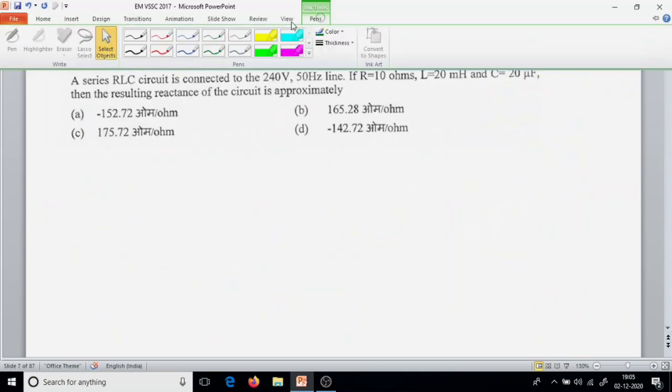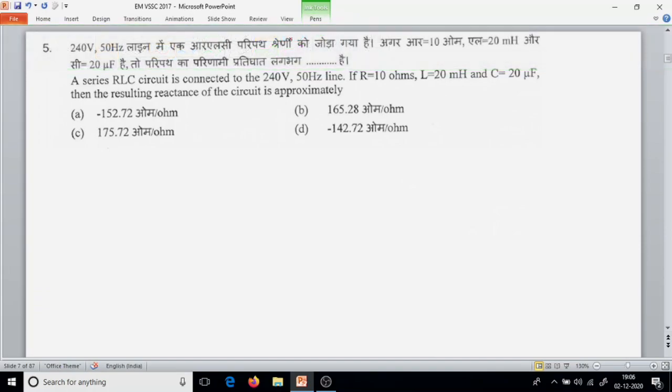Question number 5. See, I am taking more time to solve these questions so that you can learn it, not just to see the answer. So all of you practice it.